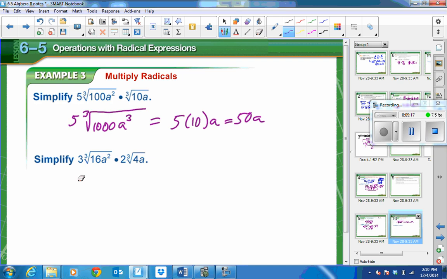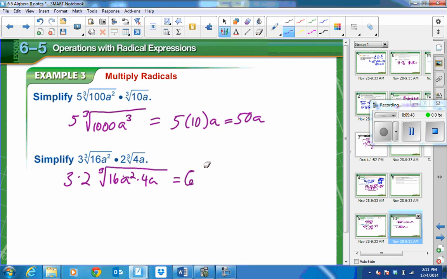So for this next one, I'm going to use the commutative property of multiplication. I'm going to shuffle it around. So I'm going to bring my 2 coefficients out front. So I get 3 times 2. And now I have the cube root. Now, since my index matches on both of these expressions, I can just put everything under there as the radicand. So I can take 16a squared times 4a and put that all underneath the radical.